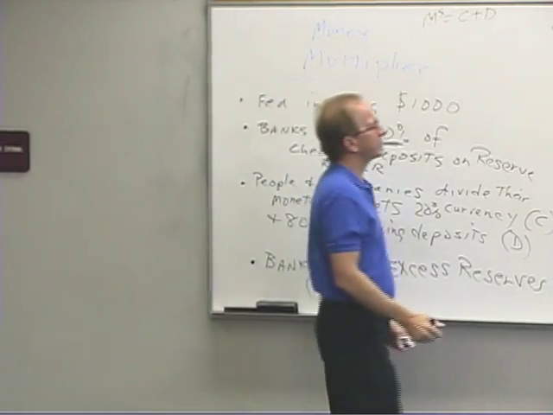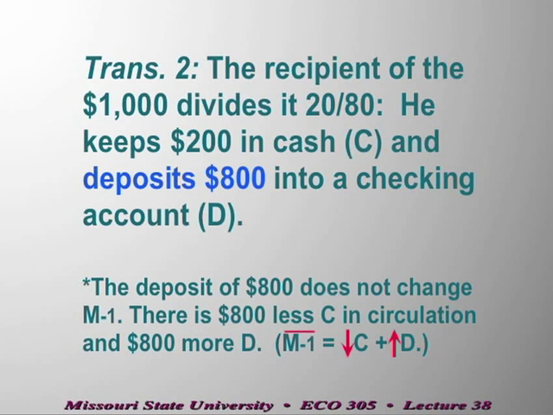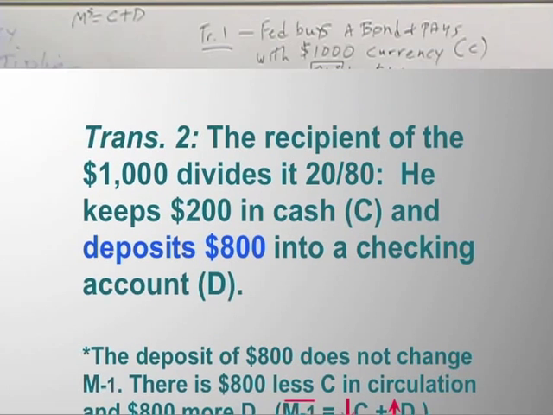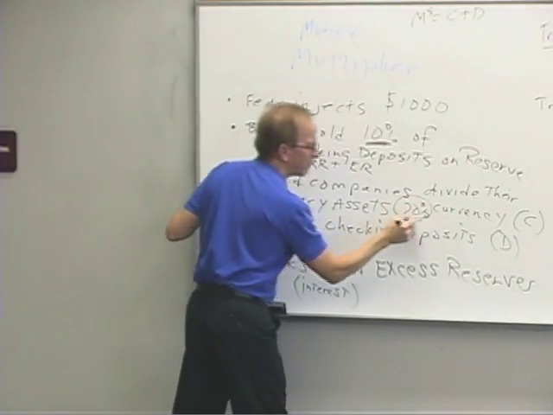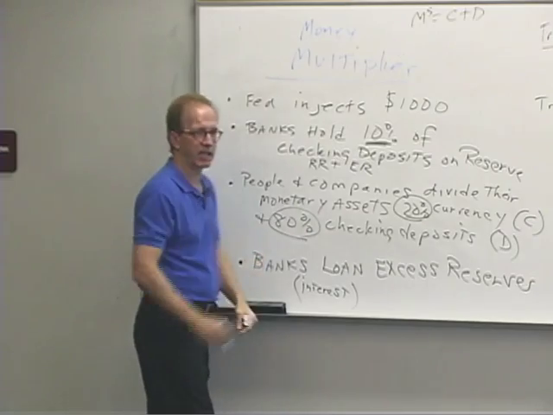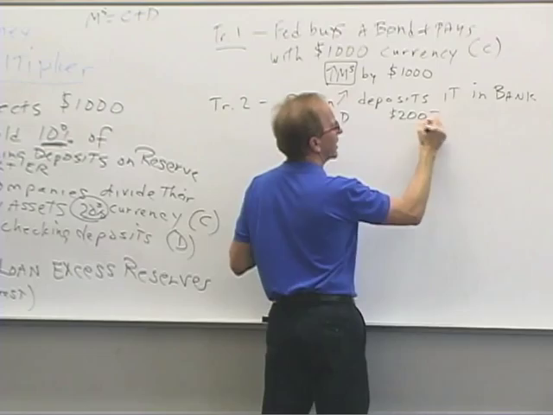Okay, but what happens next? Transaction 2. The person who receives this money deposits it in the bank. How much? $800 deposit. But if you'll remember, we've got this assumption that people only deposit 80% and then they keep $200 in currency.